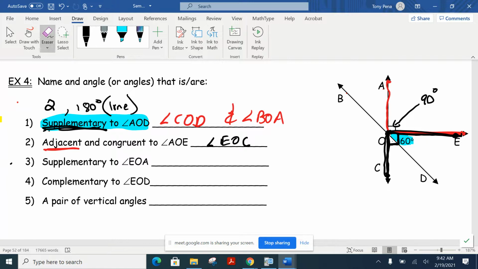All right. Next one. EOA. So here is E. Here is O. Here is A. Tell me what you think. This better be easy.